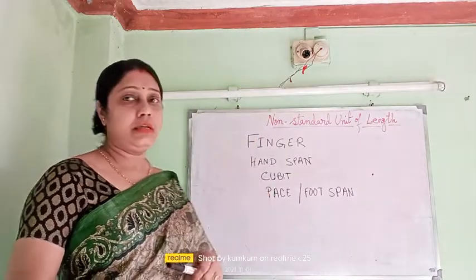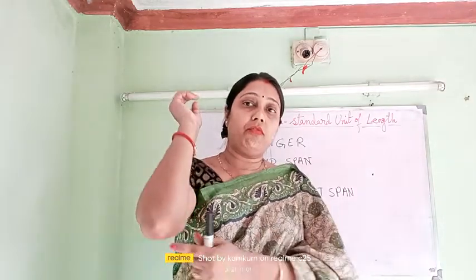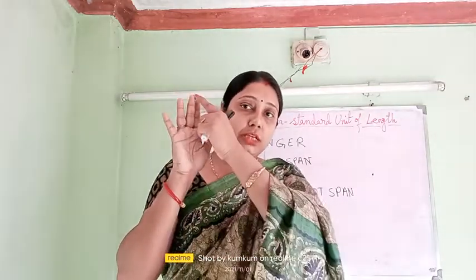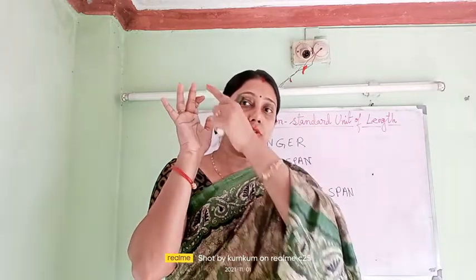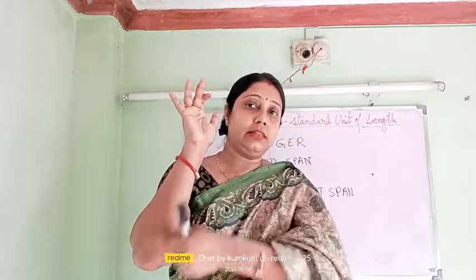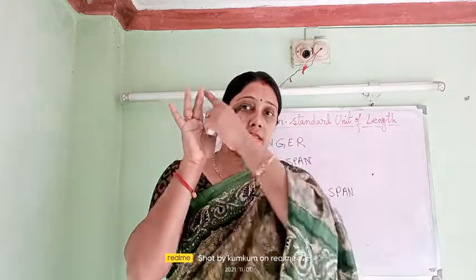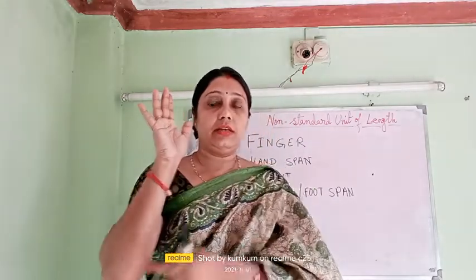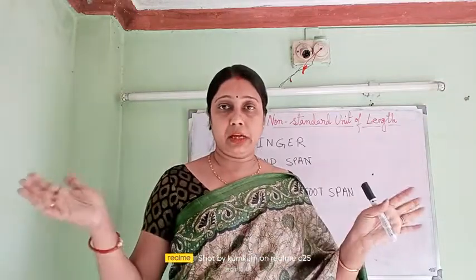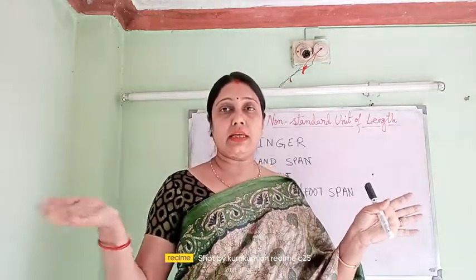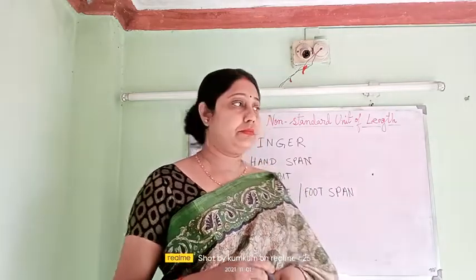Next comes cubit. What is cubit? The distance from your elbow to the tip of your middle finger. From elbow to tip of your middle finger, this distance is known as cubit. Little bigger things we can measure by cubit. We can measure a big cloth or sari with our cubit.